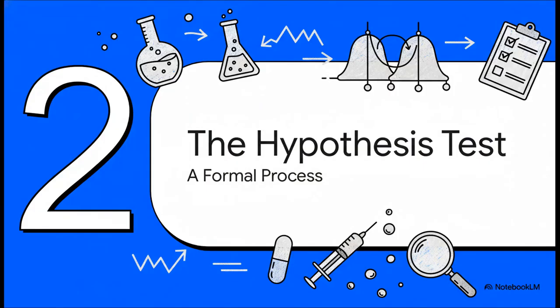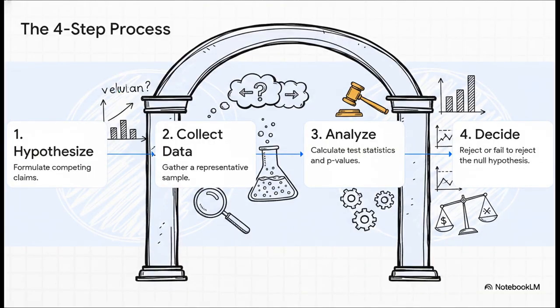Okay, so how do researchers actually do this? How do you formally test a claim, like whether a new drug works, using only your sample data? Well, the answer is a really structured process called hypothesis testing. The best way to think about it is like a scientific court case for our data. It's this formal 4-step process that lets us decide if the patterns we're seeing in our little sample are because of a real effect or if it's all just random chance.